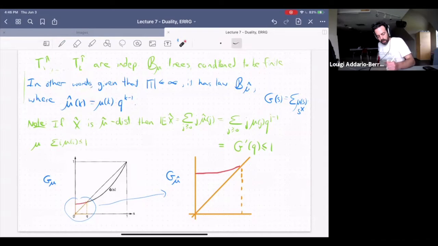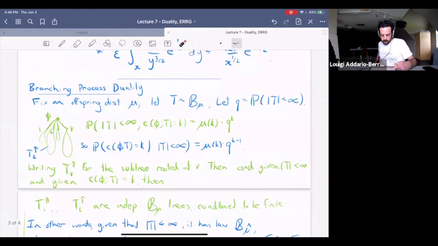So conditioning on being finite hasn't changed anything. We just have our original offspring distribution. Okay, G of Q equals Q. I agree about that.